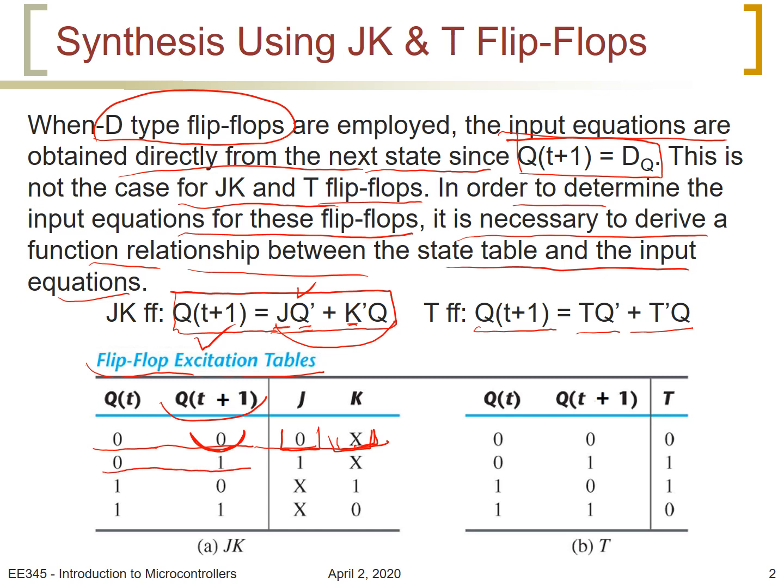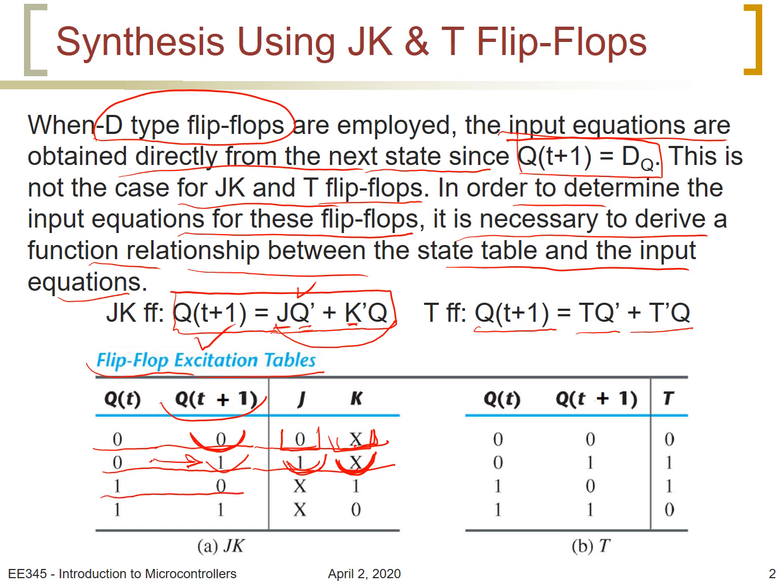Now, when Q of t is equal to 0 and Q of t plus 1 is equal to 1, it means we have made a set state. And for this to happen, J must be 1 and K don't care. Because if J is 1 and K is 0, it means set. And if J is 1 and K is 1, it means toggle or complement. Therefore, from 0, we go to 1. Same logic.